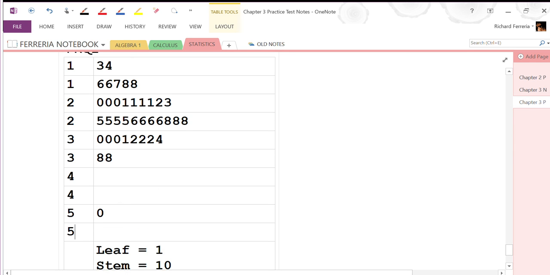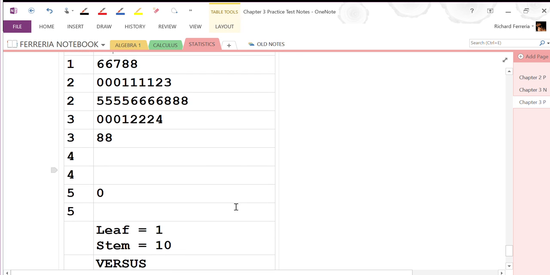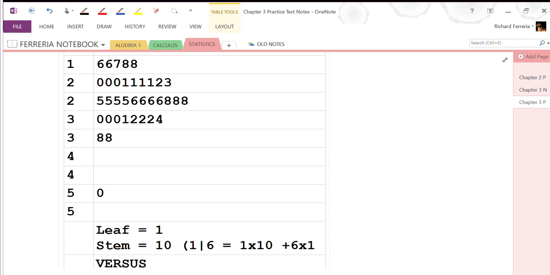Where does stem 10 come from? Oh, that's the place value for the stems. So for example, 1 and then 6 is going to be equal to 1 times 10 plus 6 times 1. That's how those place values work.